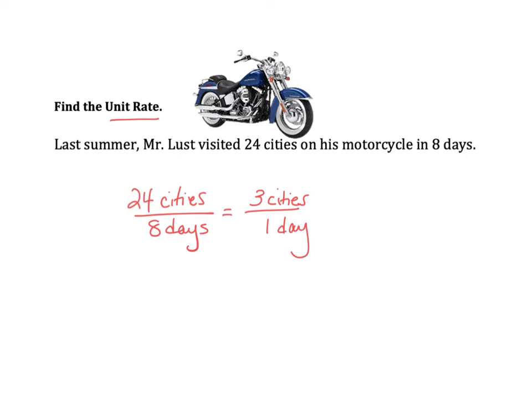I'll definitely expect to see not just your numbers, so I didn't just put 24 to 8. I put 24 cities, I gave it its label, and 8 days, gave it its label. Same with my other ratio, cities and days.